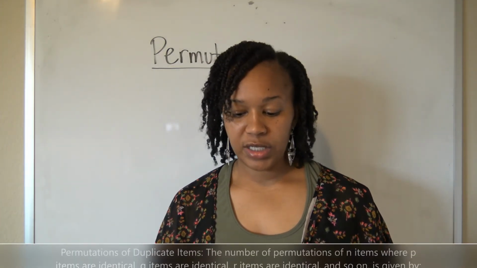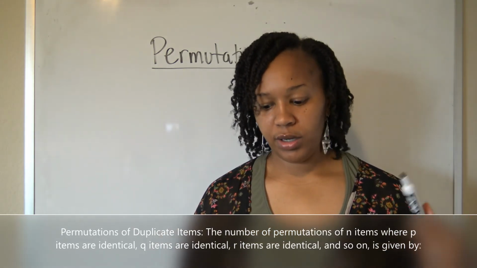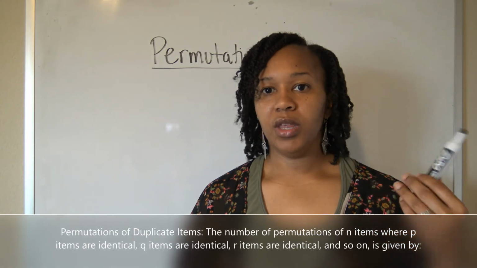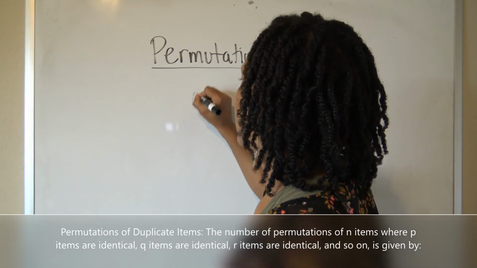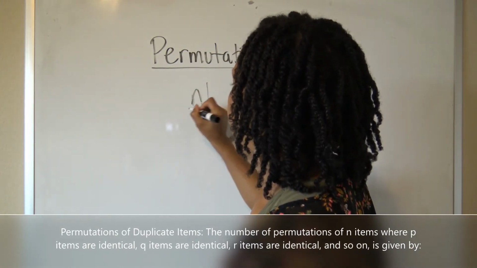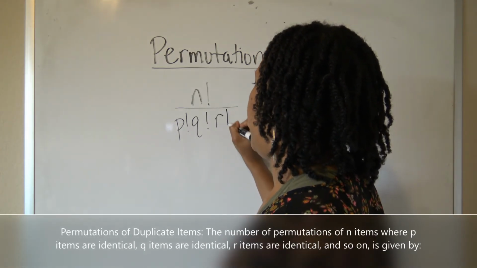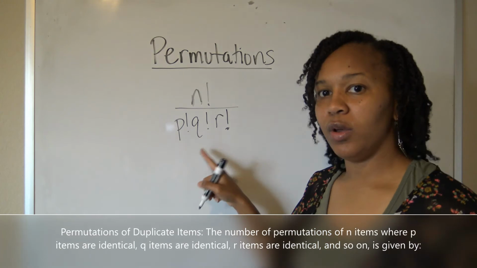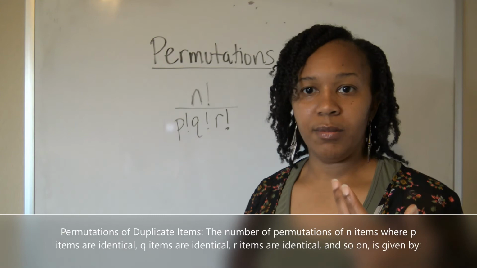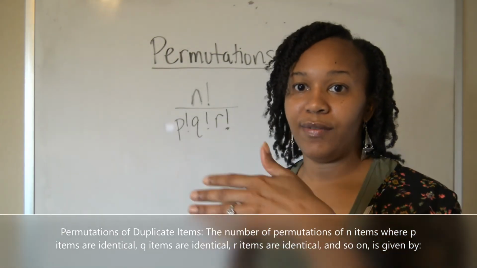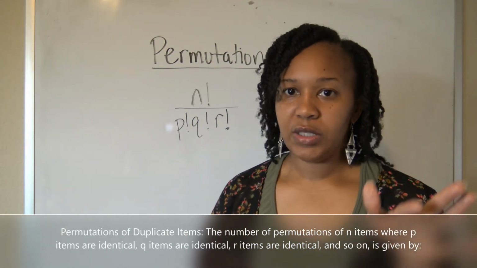So the number of permutations of n items where p items are identical, q items are identical, r items are identical, and so on, however many things you have that are repeating, that formula will be given by n factorial over p factorial times q factorial times r factorial. So these are the things that you have more than one of. Say I have something where there's 2 a's, then that'll be the number of a's that I have, so it'll be 2 factorial. Okay, so it'll make more sense when we look at this next example.